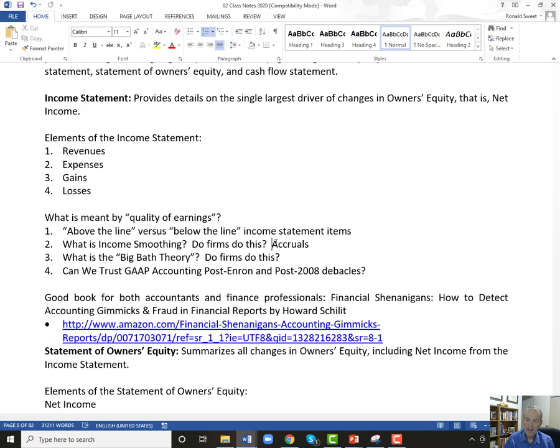GAAP accounting should be based on what best reflects the financials of the firm. You do not want to make a decision based on income smoothing. So if you're having a bad year, you try to move some current expenses to future years.